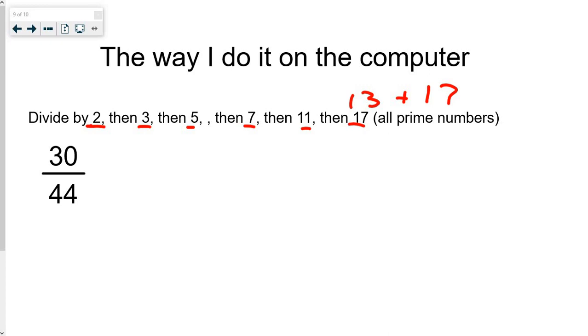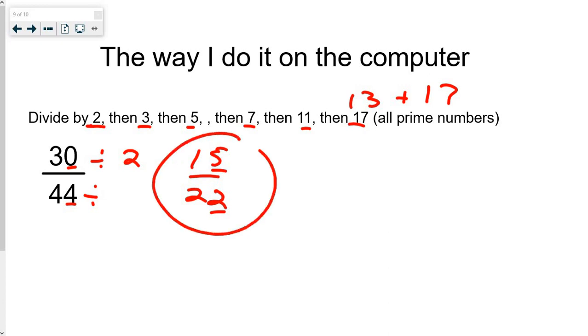So if we go through this, we divide by 2. We can divide because they're both even. So when we take 30 over 44, that's 15 over 22. When we go through, we know that 15 can't be divided by 2 because 5 is not even, it's divided by 3, but 22 isn't. 5, no. 7, no. 11, no. 13, no. 17, no. So 15 over 22 is your lowest terms. If it's after that in grade 7, you probably won't be asked for it. But that's the way I do it on computer.